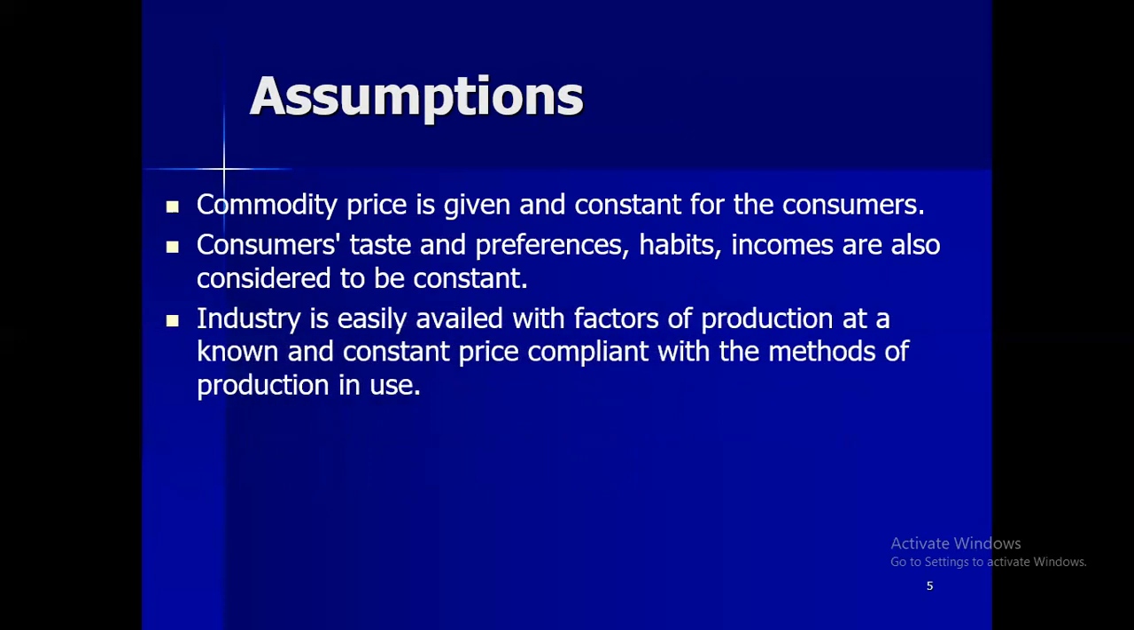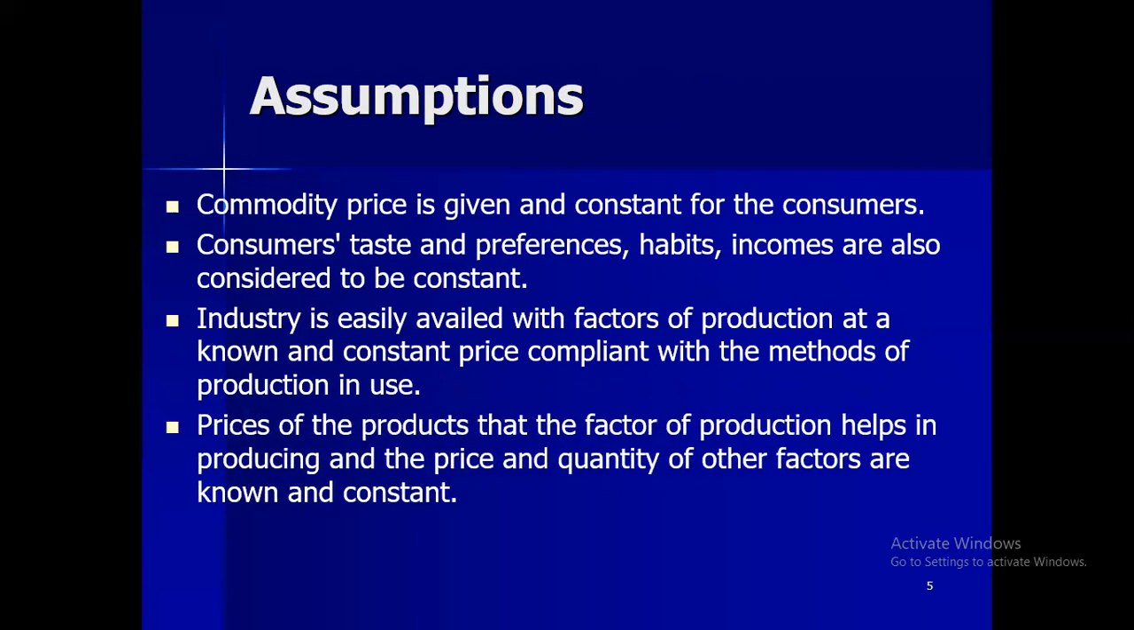The industry is easily supplied with factors of production at a known, constant price, compatible with the method of production in use. Prices of the product that the factor of production helps in producing, and the price and quantity of other factors, are known and constant. I mean, all the prices are constant, consumer tastes are constant, industry factors of production, whatever the factor. I hope you know the factors of production.